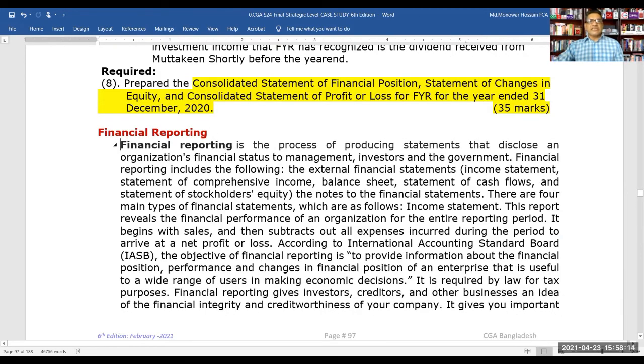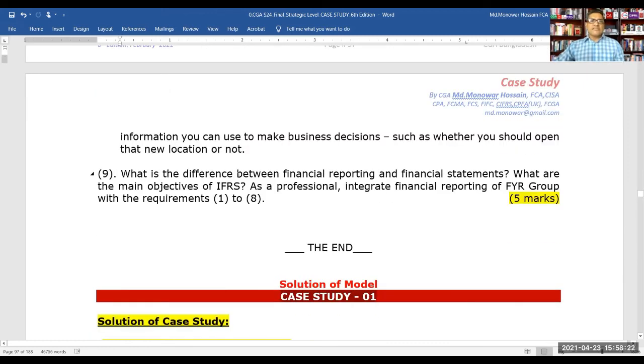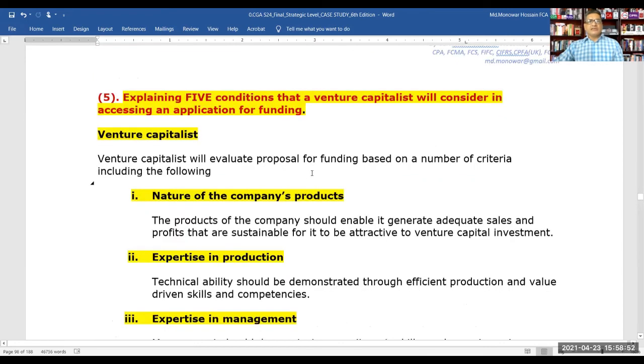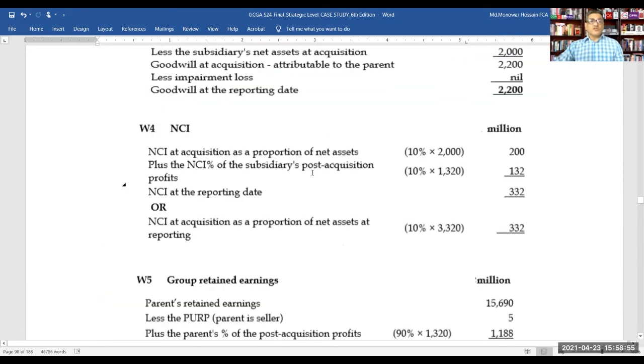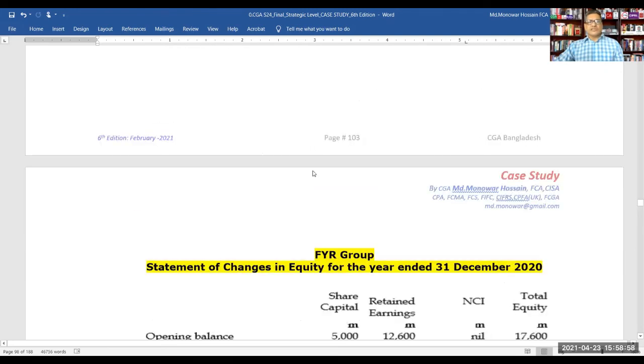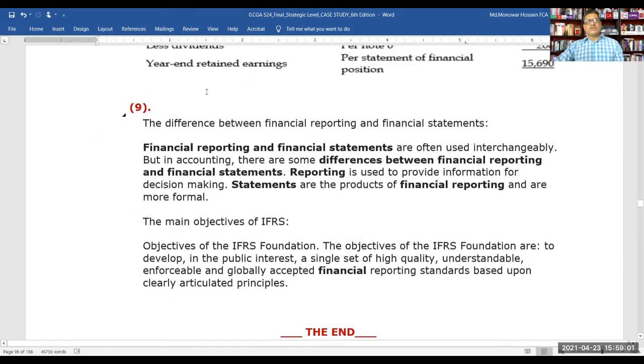Financial reporting. The financial reporting is the process. Here just describing what is financial reporting. Saying what is the difference between financial reporting and financial statement? What are the main objectives of IFRS? As a professional, integrate financial reporting of FIR group with the requirement 1 to 8, because this requirement is number 9. So you already completed requirement 1 to 8. If we go for the answer, it is just theoretical. You can make the answer from that question also, because all is within the question describing there. So this is our answer.